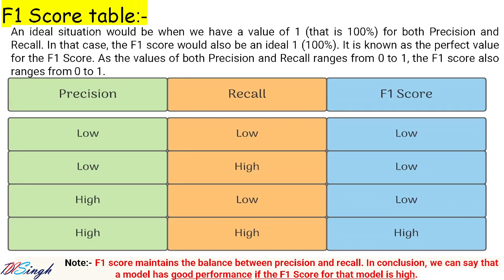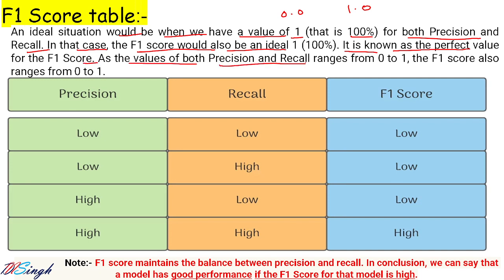An ideal situation would be when we have value 1, like F1 score will vary between 0.0 to 1.0, that is 100% for both precision and recall. In these cases, F1 score would also be ideal as 1. It is known as the perfect value for F1 score.